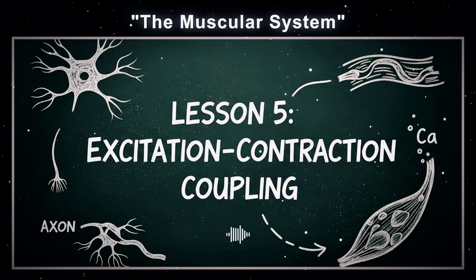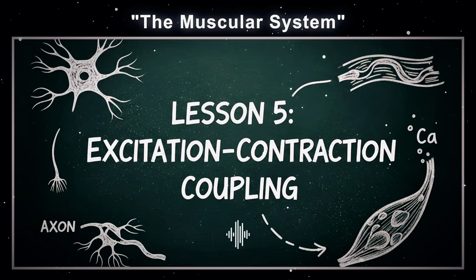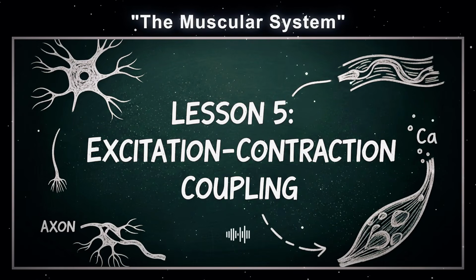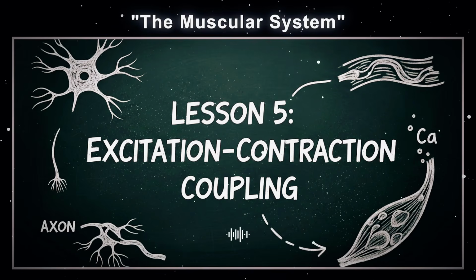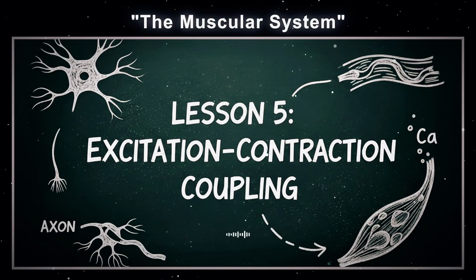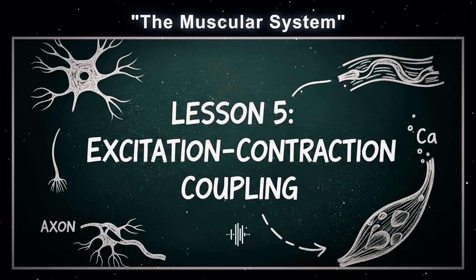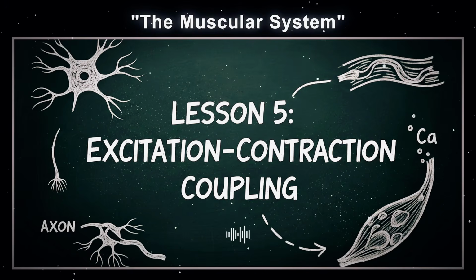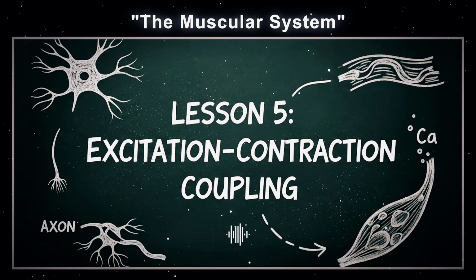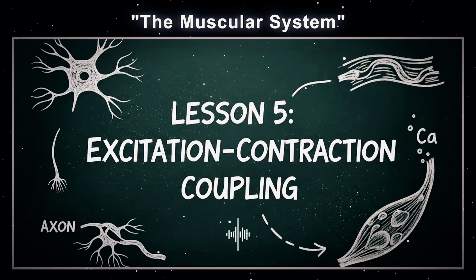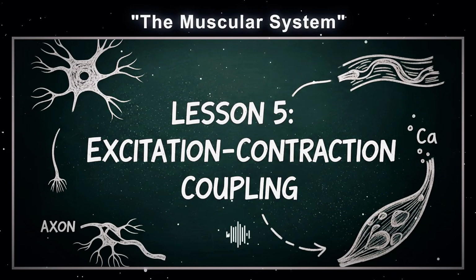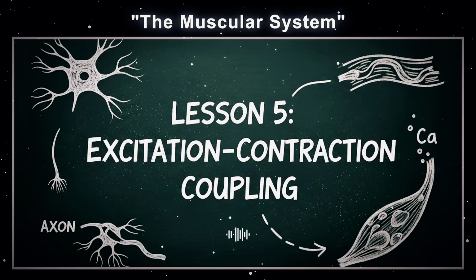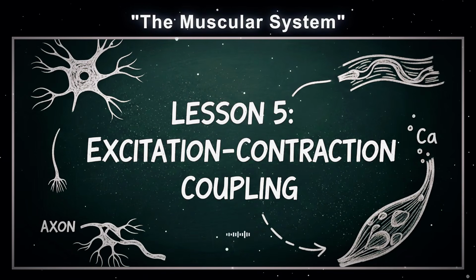Having electricity on the surface is not enough. It is like having a wire running along the outside of a house when the light bulb is in the basement. We need to get the power to the bulb. We need to connect the electrical excitation on the surface to the mechanical contraction in the deep interior. This process, the bridge between the spark and the movement, is called excitation-contraction coupling. It is perhaps the most sophisticated sequence of events in muscle physiology. It is the story of how a silent chemical key unlocks a flood.